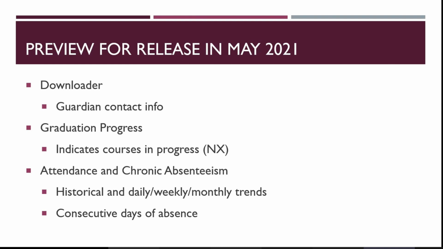And we're also going to be adding in daily, weekly, and monthly attendance trends. So right now we just have year to date in there, and we're adding in daily, weekly, and monthly trends. And then we're also going to be flagging for you all consecutive days of absence. So students for which we see that they are missing multiple days of school in a row. Again, all of that information is going to be added in May.